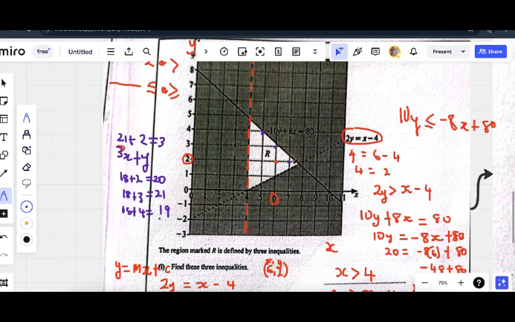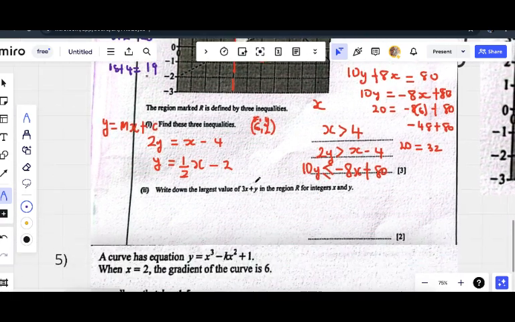For the shaded area, this is the point where we get the largest value. You put the coordinate of the point, 7, 2. Here, this region is 3x plus y, so we say 3 times 7 plus 2. 3 times 7 is 21, plus 2, we get 23. That gives us the largest value.